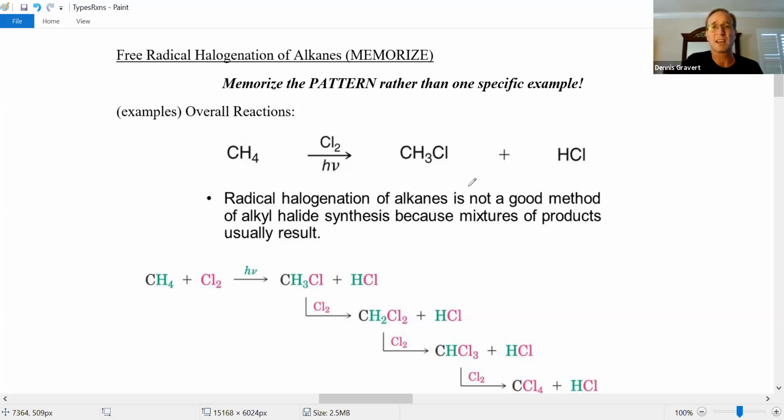So I'm just saying right from the get-go, hey, this is a nice reaction to understand mechanisms, but it's not a good method for making molecules with halides on alkanes. Why? Because you get mixtures of products. So I know this is the overall reaction. This is the major product. So if you mix 1 mole of methane and 1 mole of chlorine, you don't get 1 mole of this. I know that's the balanced equation, but your percent yield is not going to be 100% this.